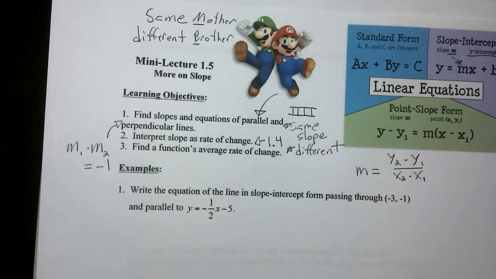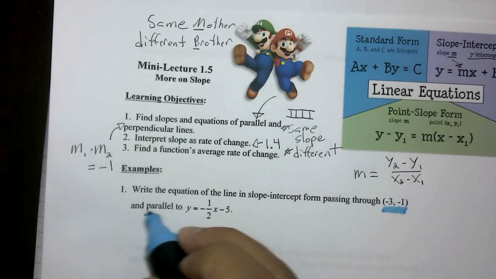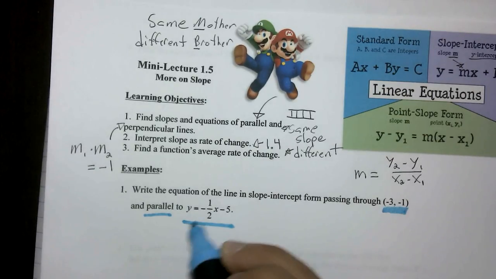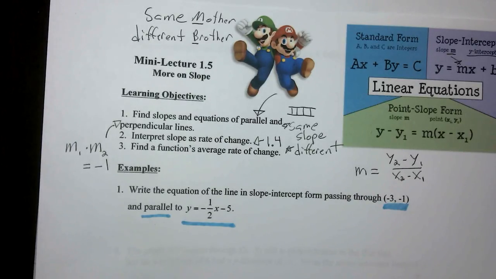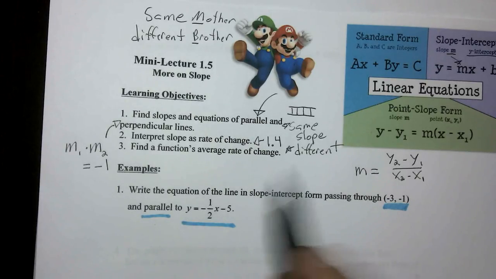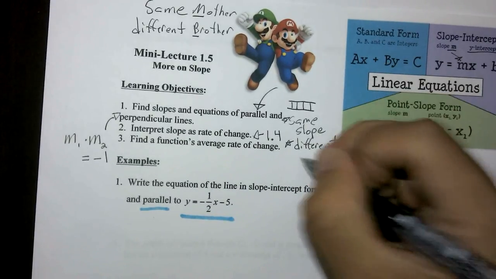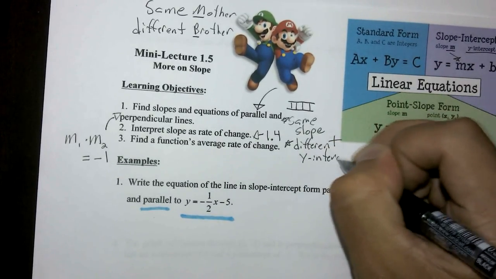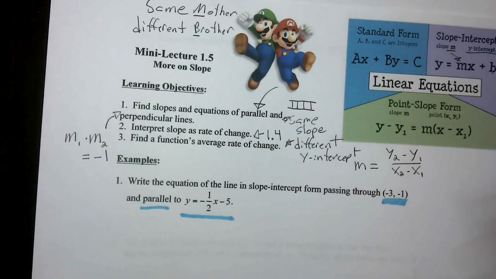So with this first example seen here, we're being asked to write the equation of the line in slope-intercept form, passing through this point, (-3, -1), and running parallel to this equation, y = -1/2 x - 5. So we don't necessarily have to graph here. We're just writing out an equation, which is totally okay. We know that if this is running parallel, we could think of that with the Mario Brothers: same mother, different brother, same slope, different y-intercept.